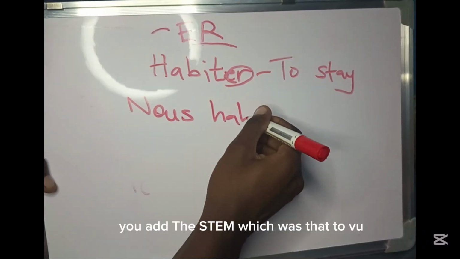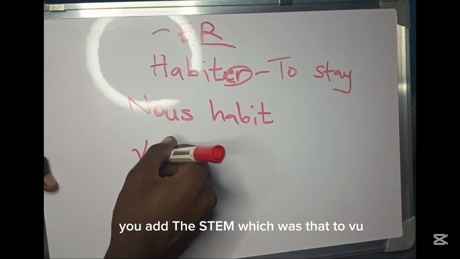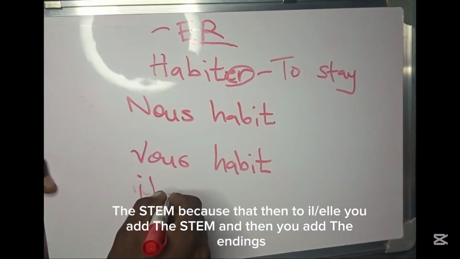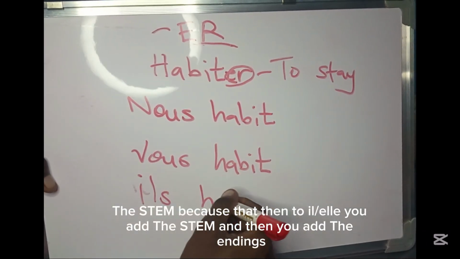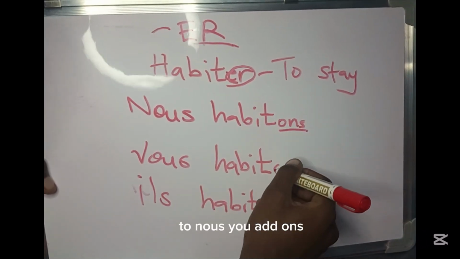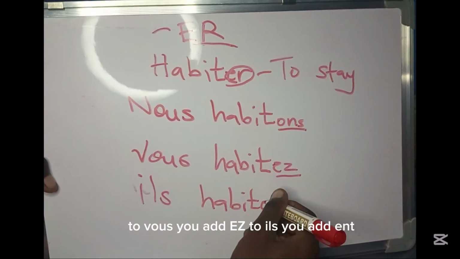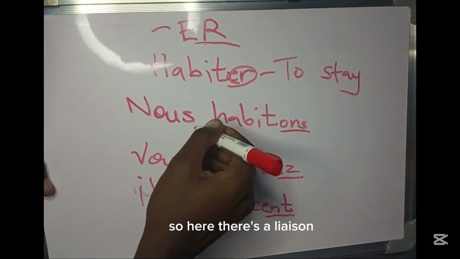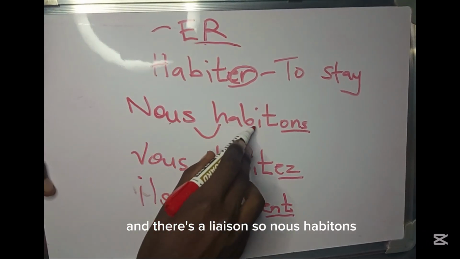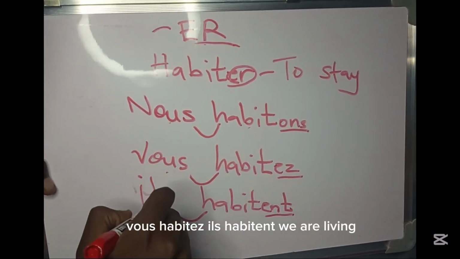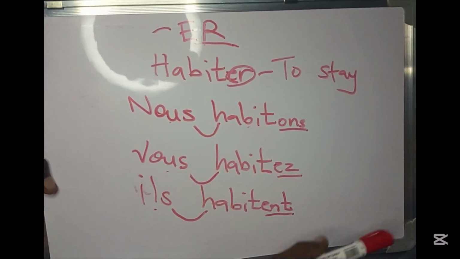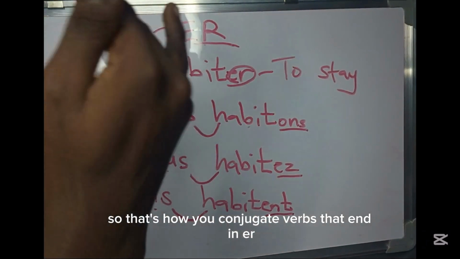To nous, vous, ils, elles, you add the stem, and then you add the endings. To nous, you add ONS. To vous, you add EZ. To ils, elles, you add ENT. So here there's a liaison, and there's a liaison. So nous habitons, vous habitez, ils habitent. We are living, you are living, they are living. So that's how you conjugate verbs that end in ER.